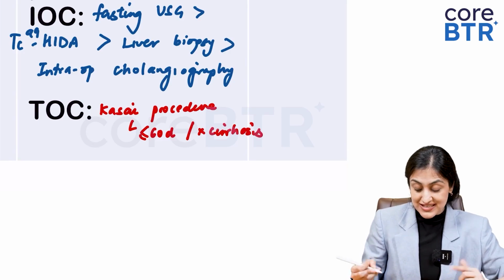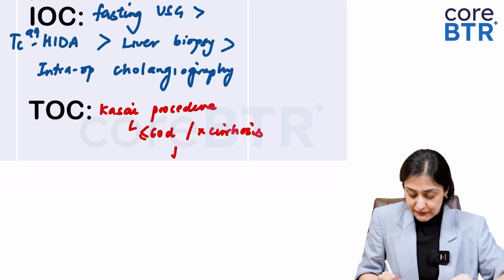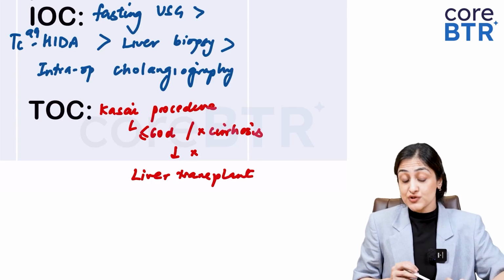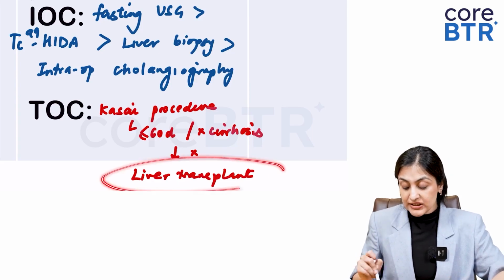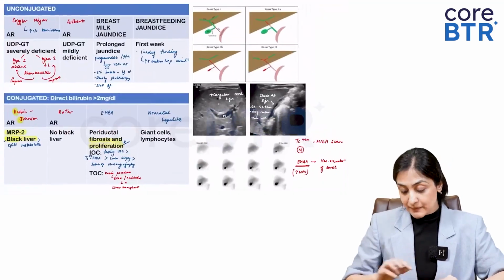The moment cirrhosis sets in, and that's usually the 60 days timeline, after that all you will have to do is liver transplant. Okay, so if you cannot do Kasai, you will do liver transplant. And if you remember in surgery, this was the most common indication of liver transplant in kids, EHBA, right? So this is what happens.